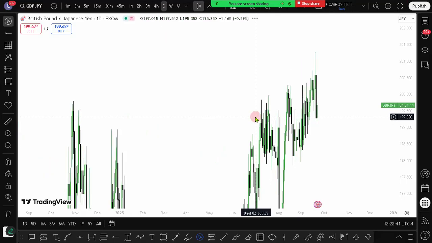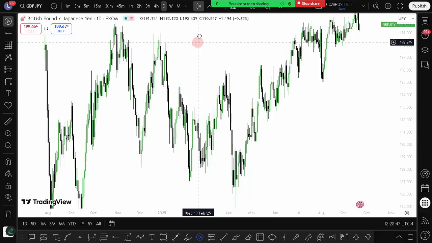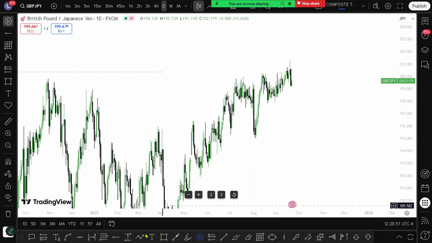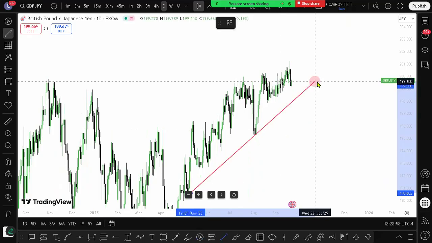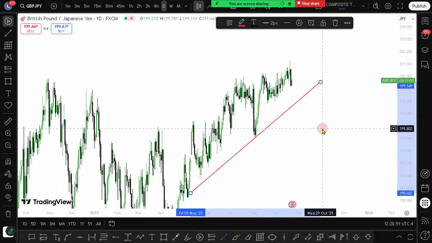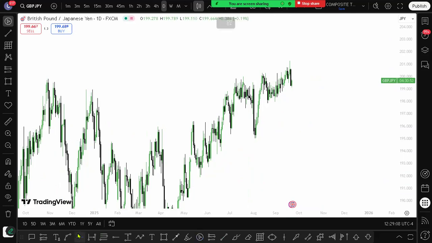We're going to start by looking at the location of this pair because it's been going up for a very long time. The trend is very clear on the daily chart, very, very bullish. But of course, the market cannot keep going higher forever, so I wanted to know where we are.